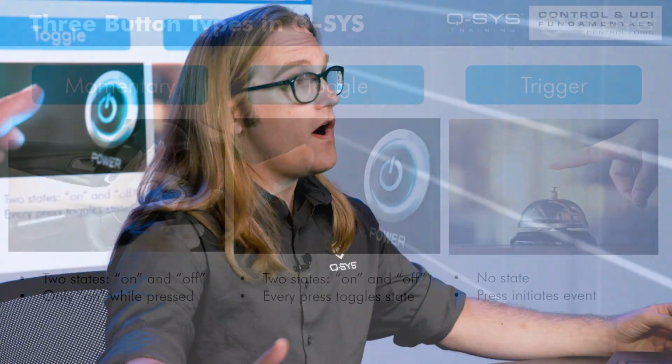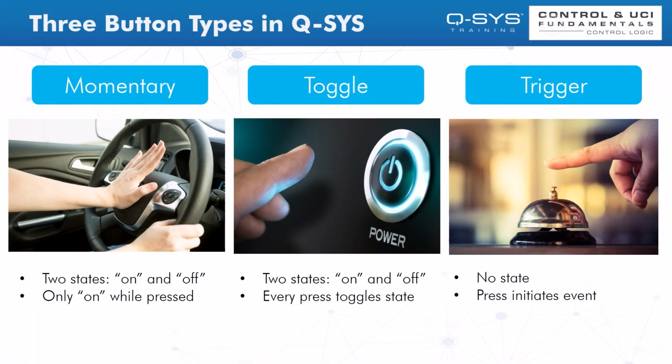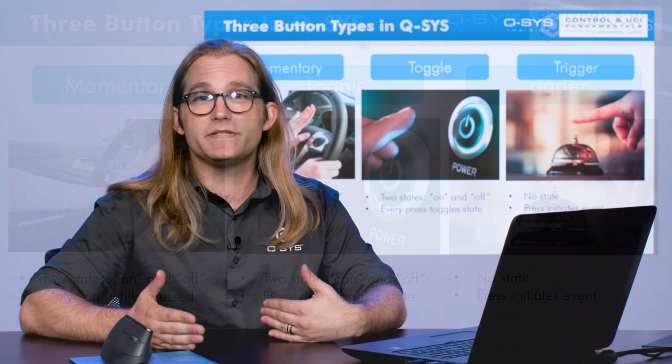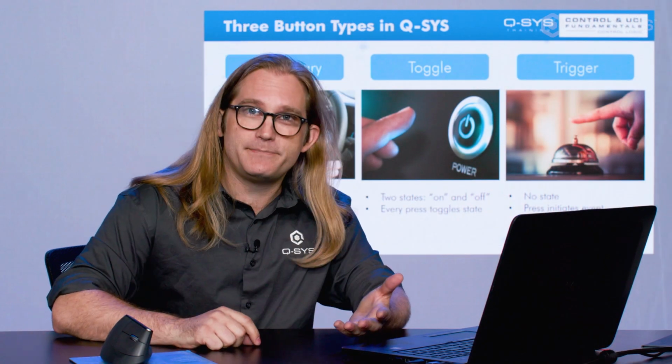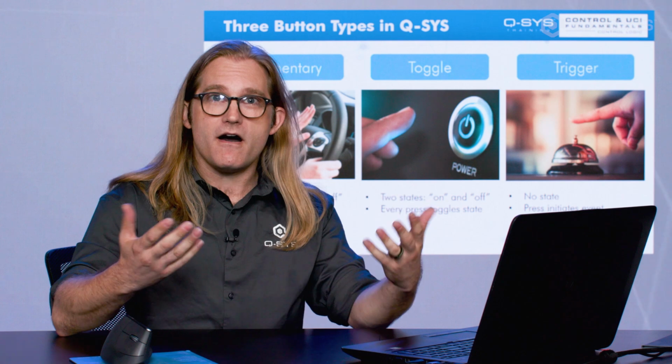Then we have the toggle button, just like your average power button that you have on your fancy new cars. When you press the button, it toggles to one state, on, and then when you press the button again, it toggles to the other state, off.